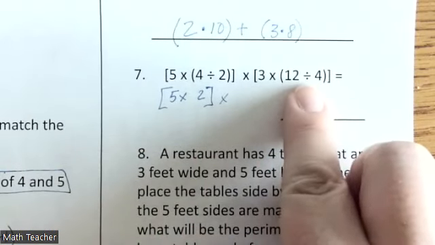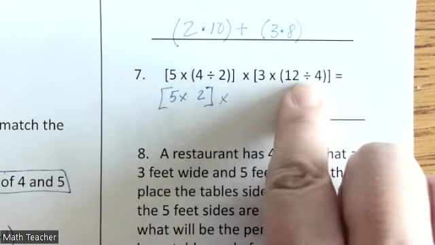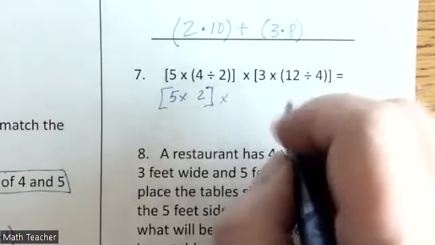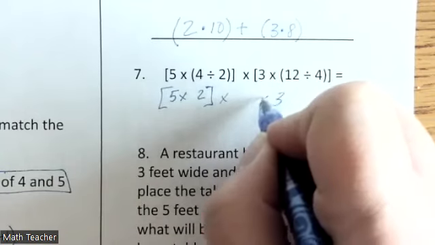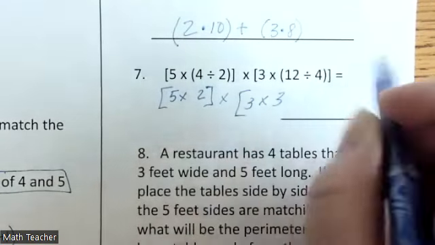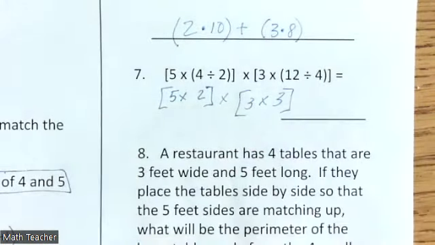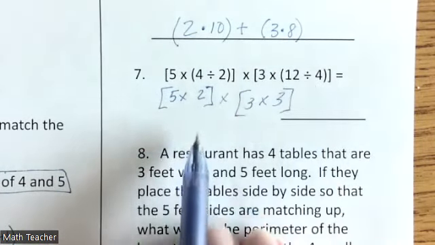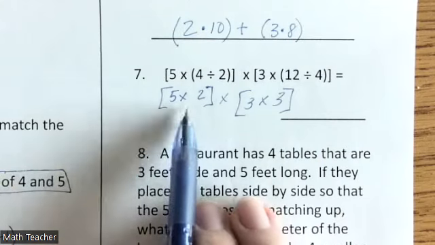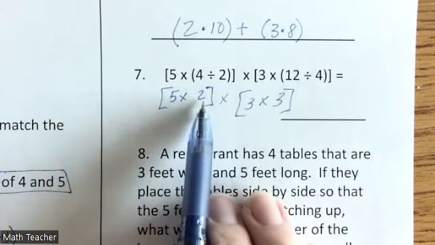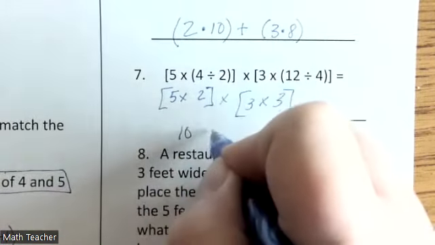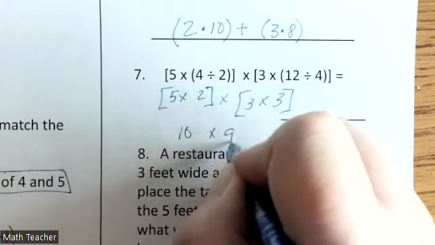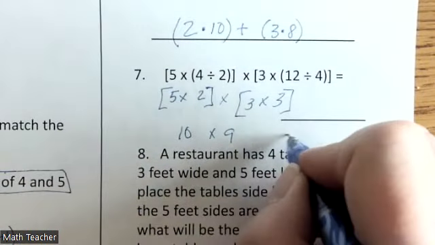Now we'll work in this group. We would do the 12 divided by 4 first, because it's inside the parentheses, inside the bracket. So that's 3. 12 divided by 4 is 3. Then we bring down the times, bring down the 3, bring down the left bracket, bring down the right bracket. We don't need the parentheses anymore because we simplified the 12 divided by 4. Okay, then we can simplify this group and this group. 5 times 2 is 10. Bring down this times sign. 3 times 3 is 9. And then we have 10 times 9, which is 90.